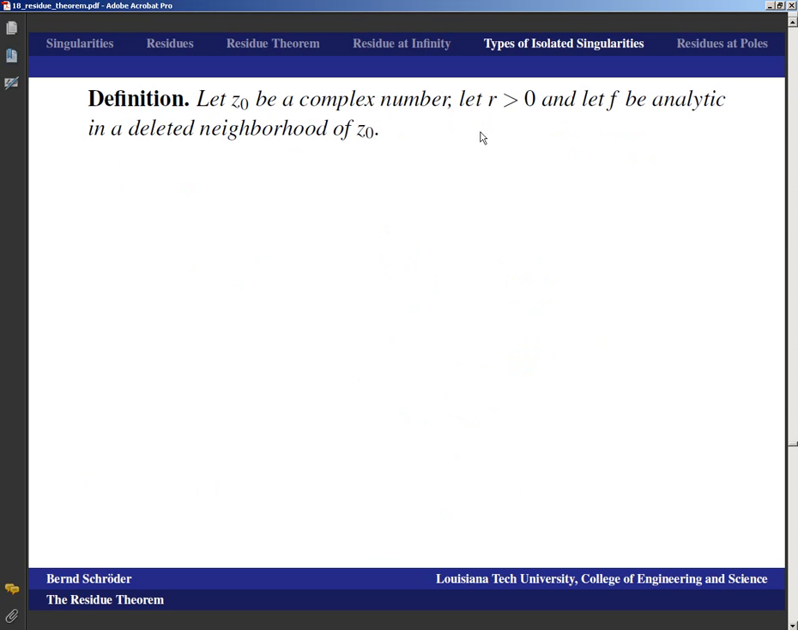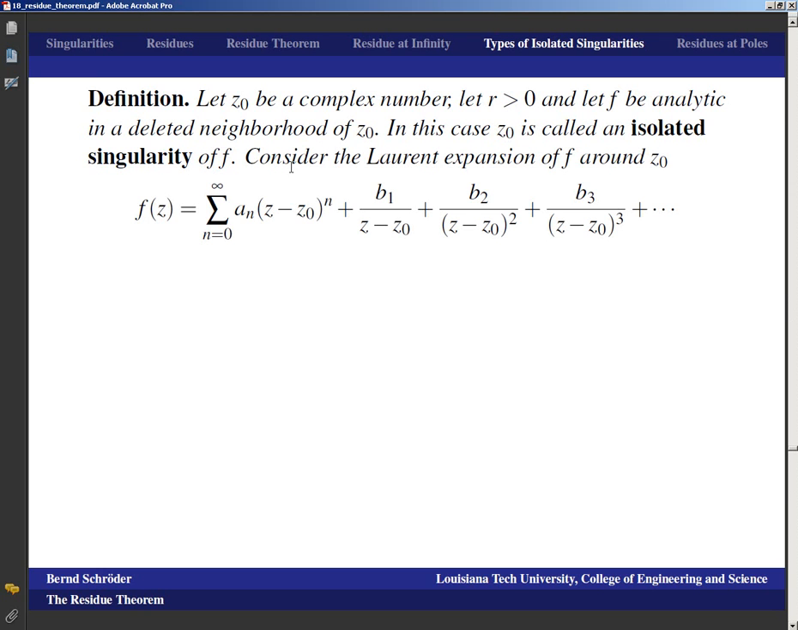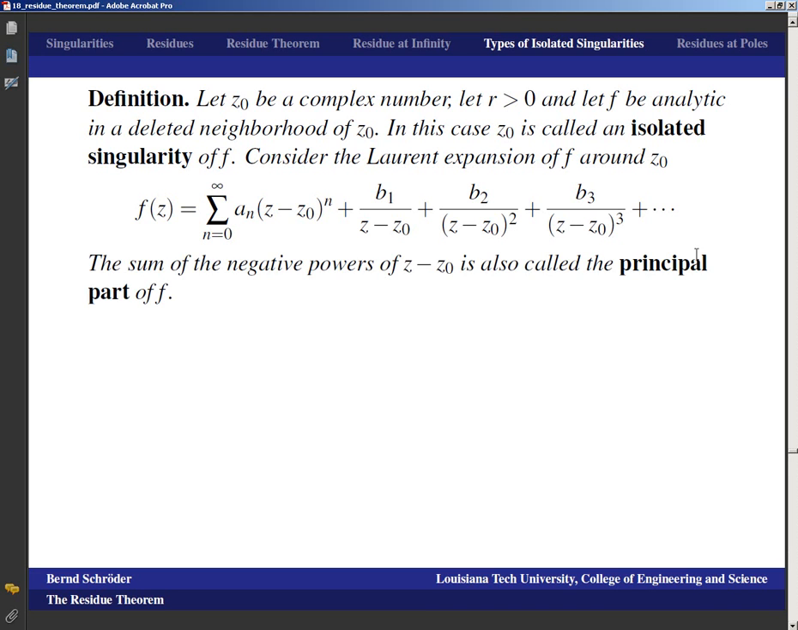Okay, now let's take a complex number, z0, let r greater than 0, and let f be analytic in a deleted neighborhood of z0. Well, in this case, z0 is called an isolated singularity of f. And we're now going to consider the Laurent expansion of f around z0, which has this power series part, sum of a n times z minus z0 to the n, n equals 0 to infinity. And then it also has this power series with negative powers, b1 over z minus z0, b2 over z minus z0 squared, b3 over z minus z0 cubed, and so on.